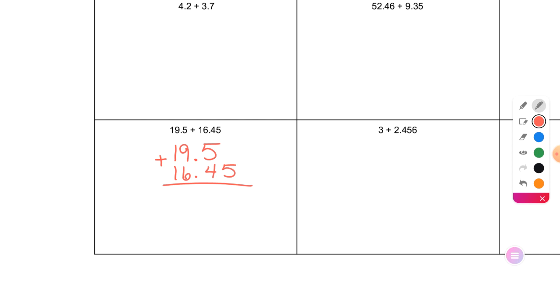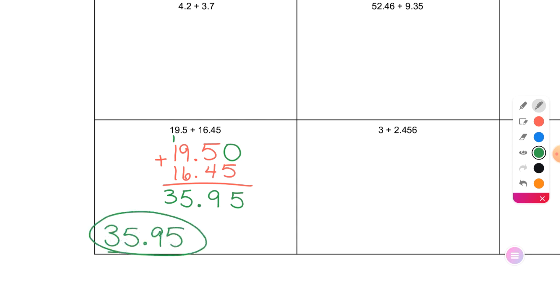Okay, now to add this one, someone kind of already said what we need to do there. We need to add a 0 to make them the same number of decimal places. Carter, what do I do with my decimal point? Straight down into my answer, and then I add like normal. 0 plus 5 is 5. What's 5 plus 4? Anybody? 9. 9 plus 6? 15. Regroup. 3. Rewrite our answer so we know this is our answer.